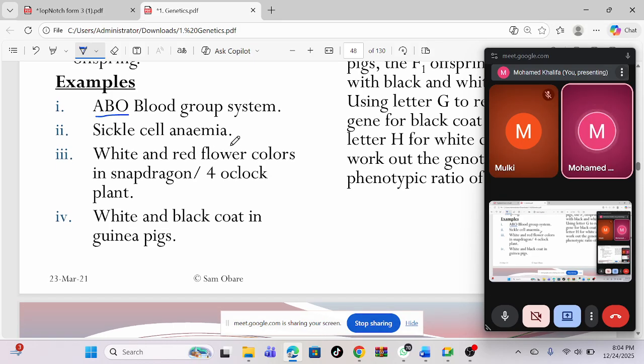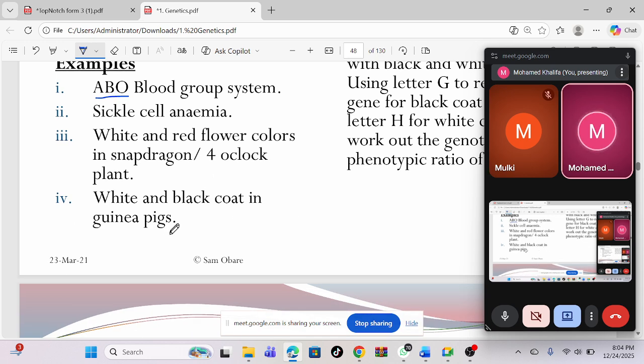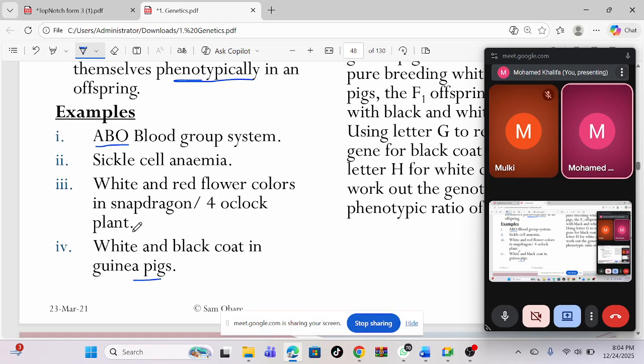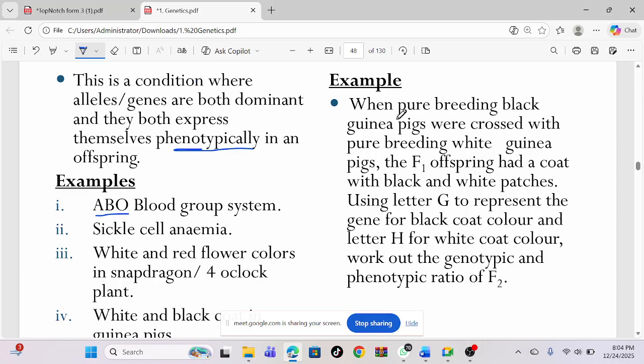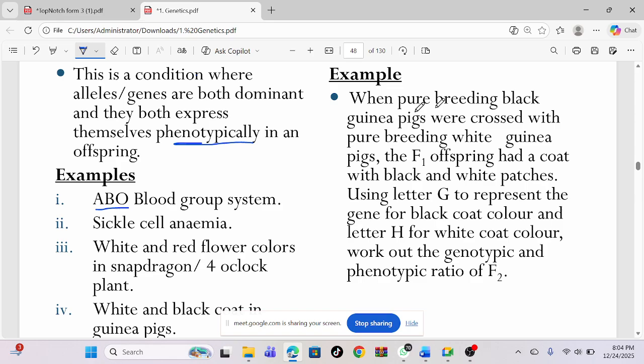Sickle cell anemia is where the cell doesn't have the normal red blood cells. Also white and red flower colors. Also white and black coat of the guinea pigs. For example, look at this. The question says when a pure breeding black guinea pig was crossed with a pure breeding white guinea pig, so we see black guinea pigs with white guinea pigs.